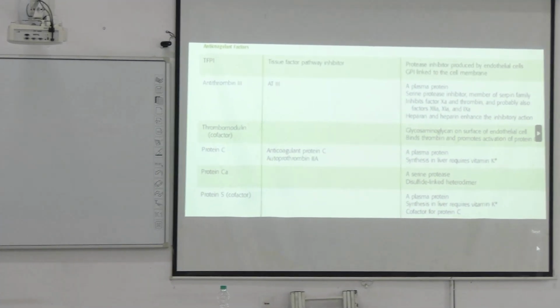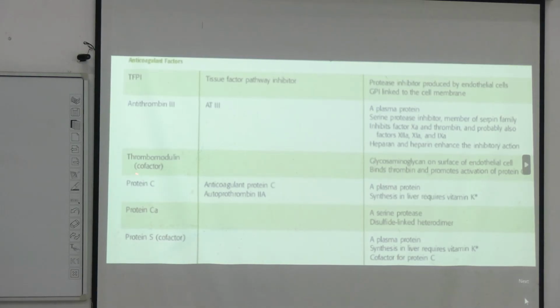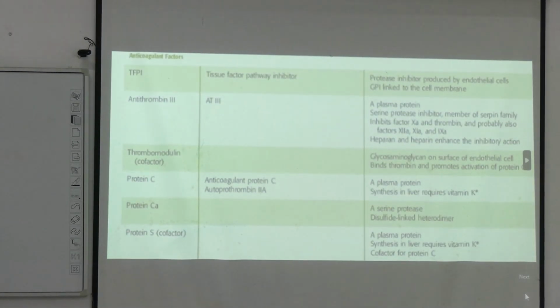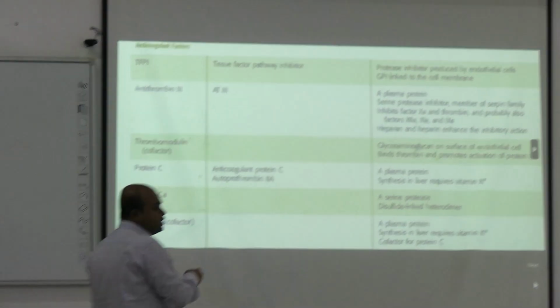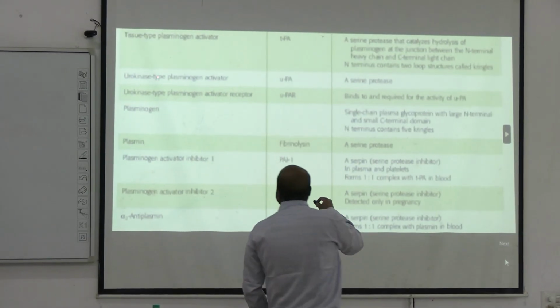These are the anticoagulant factors, just summarized: tissue factor pathway inhibitor, antithrombin III, thrombomodulin as a cofactor. That means thrombomodulin binds to thrombin, activates protein C, and itself does not allow thrombin to act. Protein CA is activated protein C, and protein S is the cofactor for protein C.